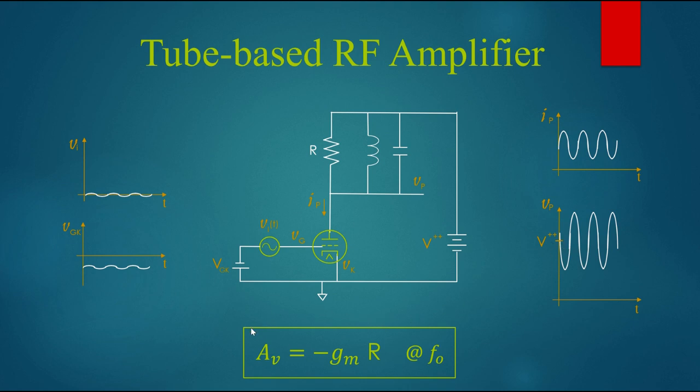Notice, however, that the voltage gain equation is the same here, except it's only at F naught. This is a bandpass filtering operation with this LC, and so only at F naught will you get the full gain. At other frequencies below and above, you will have less gain, as discussed in the previous videos.